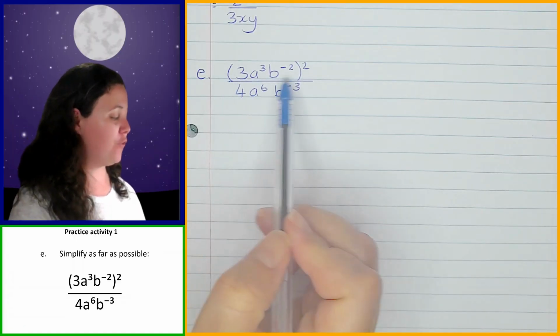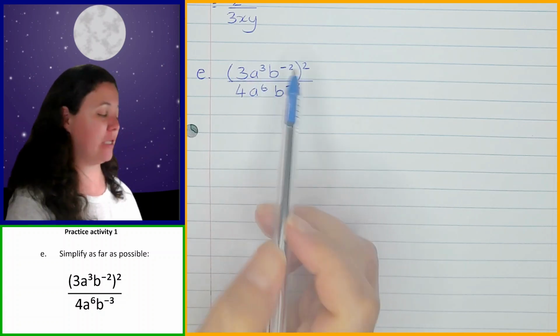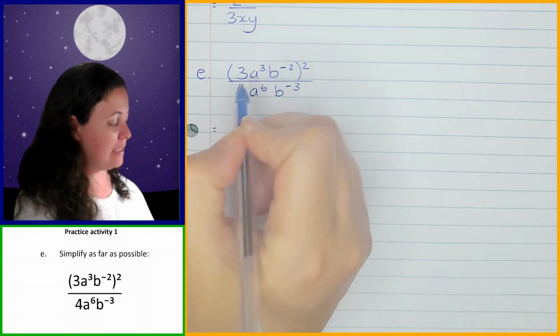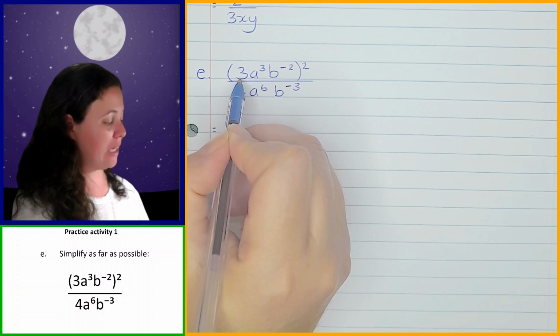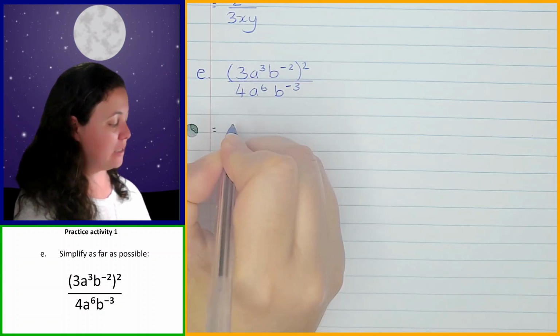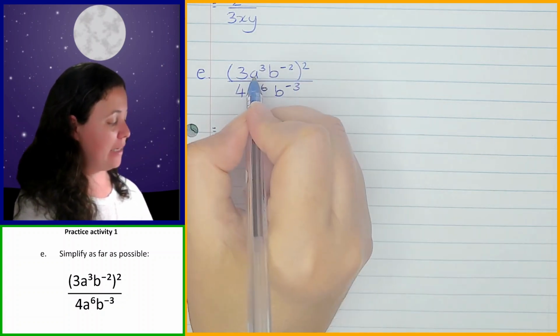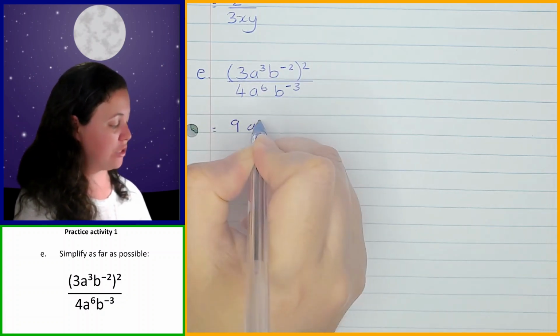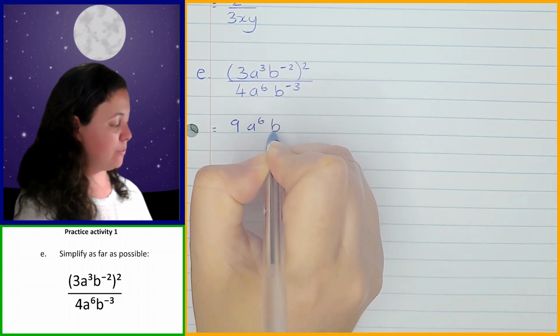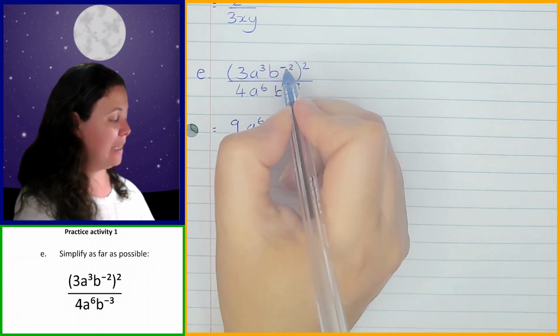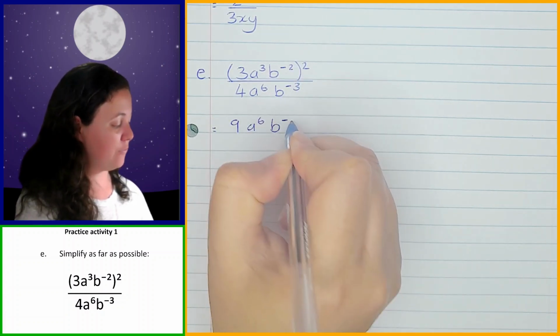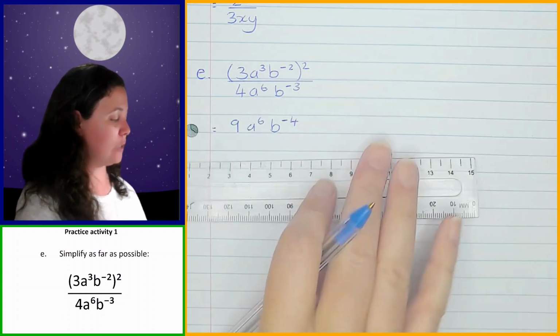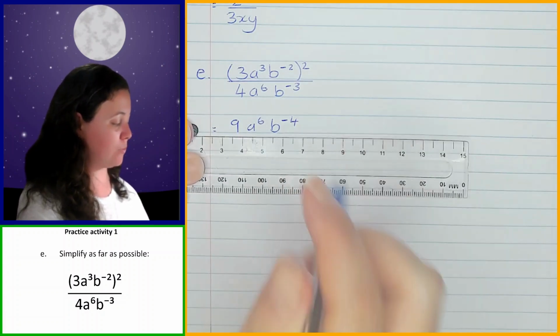So in this question, the first thing we need to do is sort out these brackets that are being squared. So I'm going to square that and remove the bracket. So over here, I'm going to have 3 to the power of 2, which is 3 squared, which is 9. Then a to the power of 3 squared is going to be a to the power of 3 times 2, which is 6. And then b to the power of negative 2 squared is negative 2 times 2, that's negative 4. Okay, so that's what I have at the top of my fraction when I get rid of those brackets.